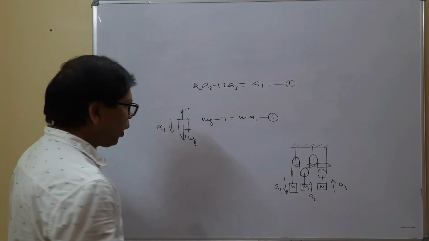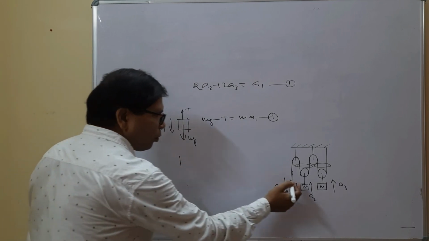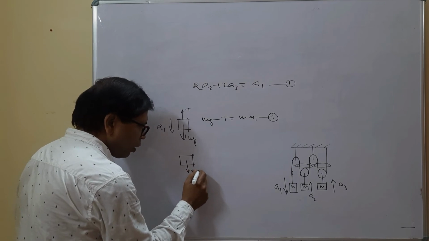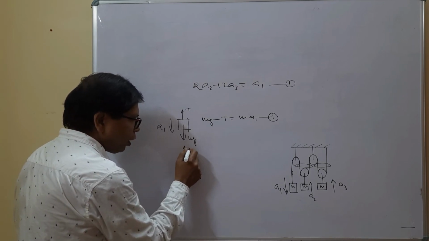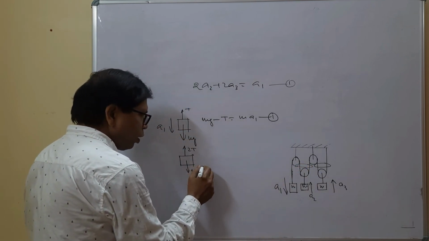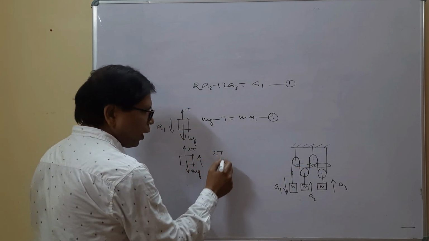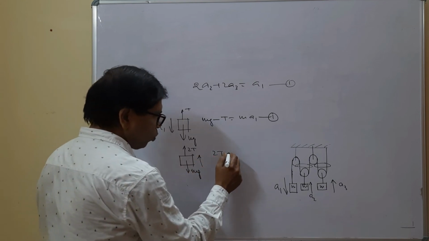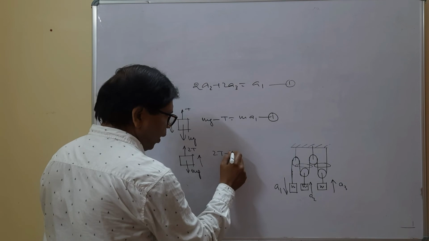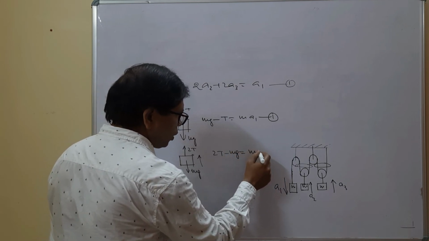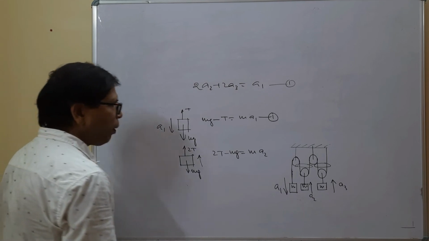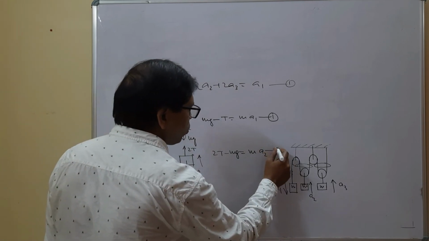Okay. Now look at this, the free body diagram of this mass. This is the mg and this is the tension 2T, and it moves upward. So 2T minus mg equal to mass into acceleration. So this is it. And this is equation number 2.